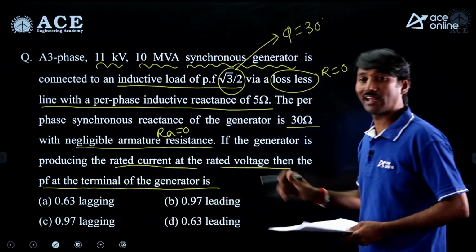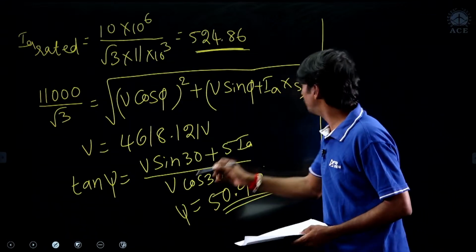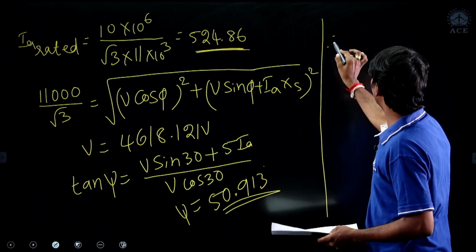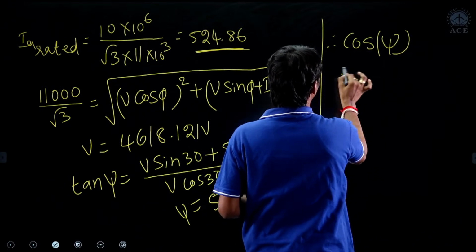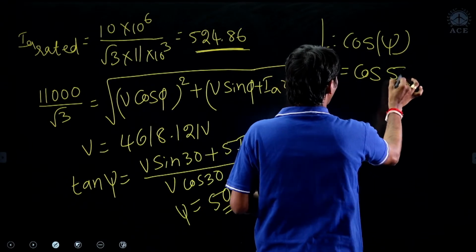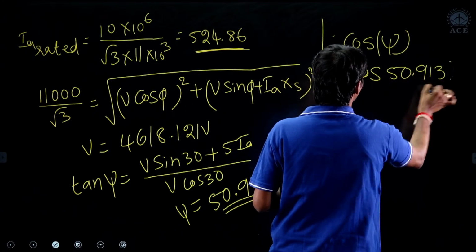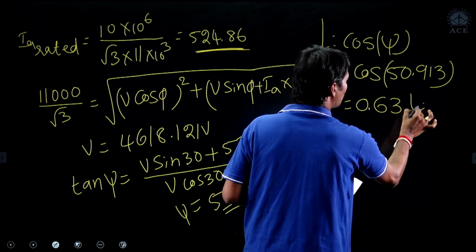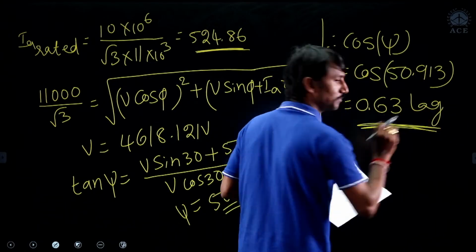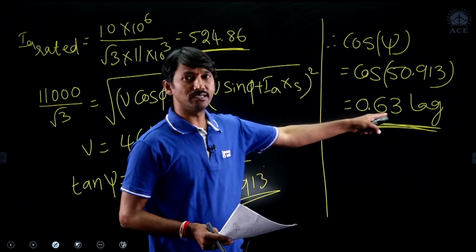What he is asking here? Power factor at the terminal of the generator. So therefore, psi value is there, and power factor means cos of this angle. So cos of 50.913, if you substitute this, you will be getting 0.63. Of course, it is inductive lagging. So answer here is 0.63 lagging.